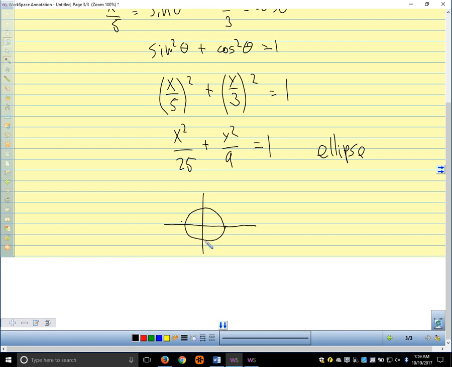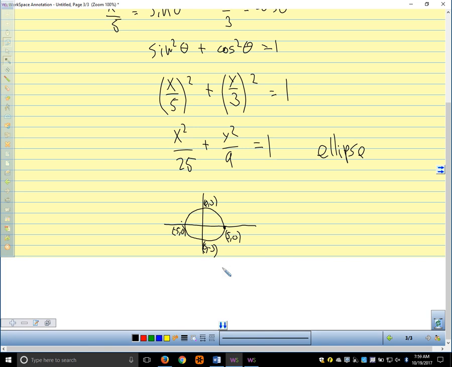All right, so there's my ellipse, with the major axis on the x-axis. So the vertices are going to be (5, 0), (-5, 0), (0, 3), and (0, -3).